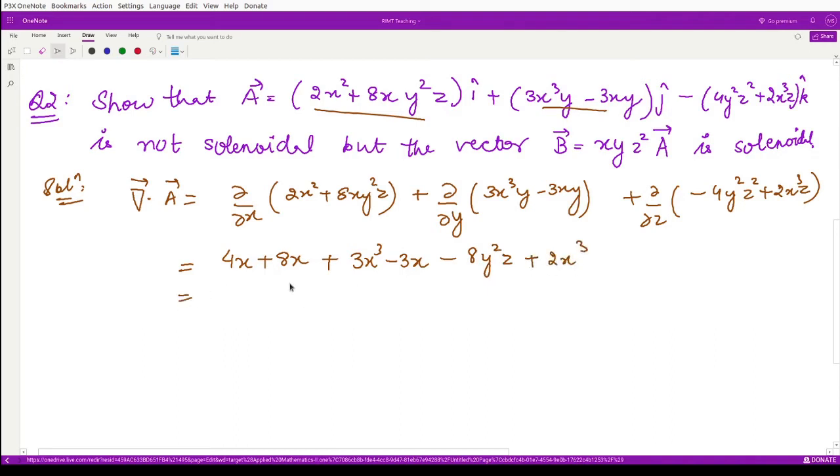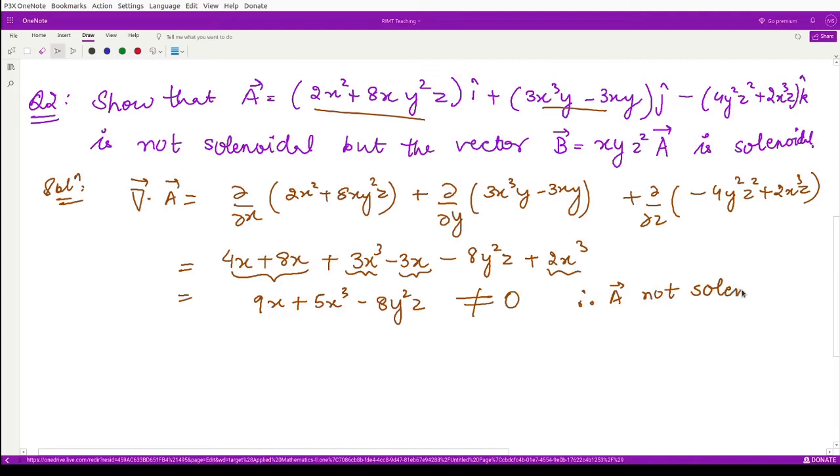So what do you obtain from here? As a result, you obtain 12x minus 3x, that means 9x, plus 5x cube, and then minus 8y square z. Now this quantity is not equal to 0, therefore the vector A is not a solenoidal vector. Now this part is clear.